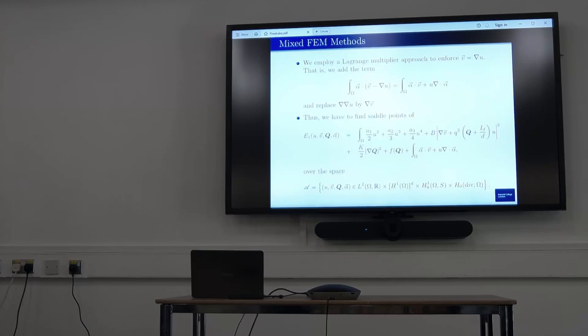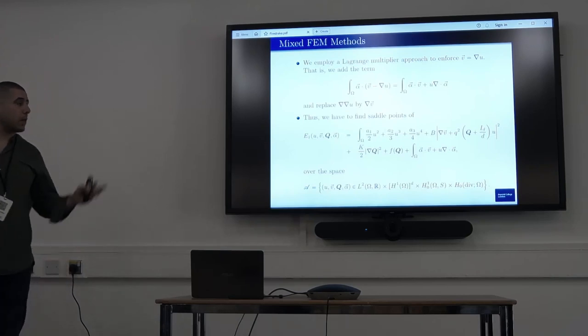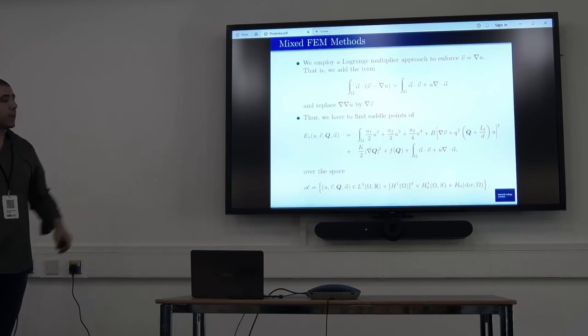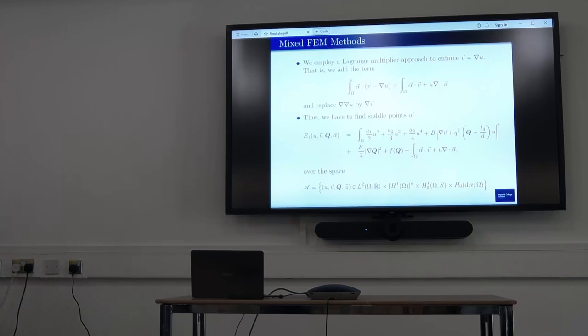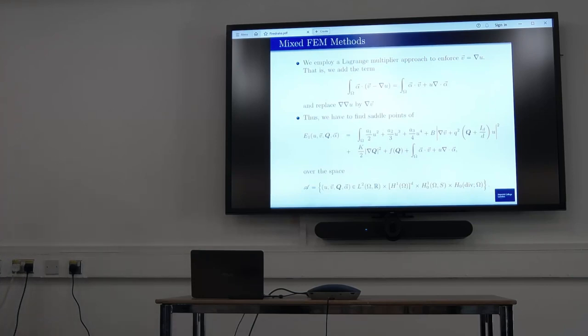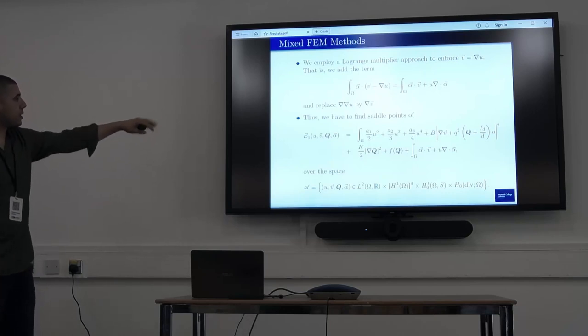In the second discretization, we applied mixed finite element formulations. So we started by saying, okay, let's assume that V is equal to grad U, and we enforce this by a Lagrange multiplier alpha. So we have to add the term alpha dot (V minus grad U). Using integration by parts, with the suitable boundary conditions, we have alpha dot V plus U div alpha. In the energy, we replace the Hessian by grad V. And then we have to solve this form for the saddle points.